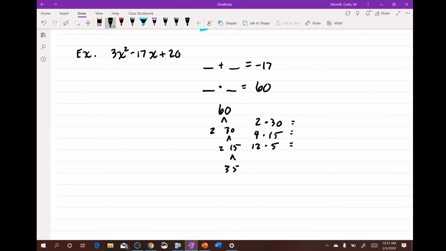Now, the master product is positive, so the signs are the same. B is negative, so both are negative. Guys, if you follow this longer method every time, it will work every time. Negative 2 plus negative 30 is negative 32. Negative 4 plus negative 15 is negative 19. Negative 12 plus negative 5 is negative 17. Which one do we use? Negative 12 and negative 5, right?